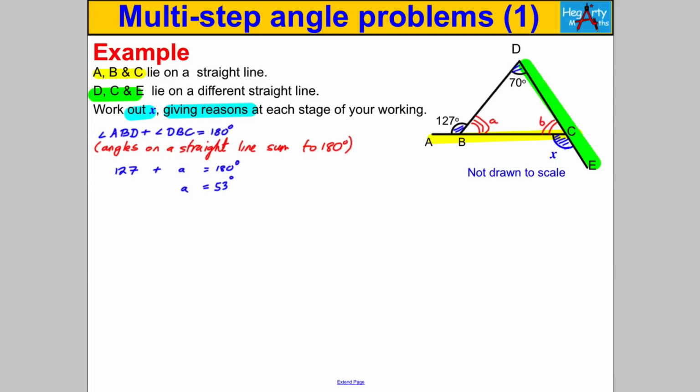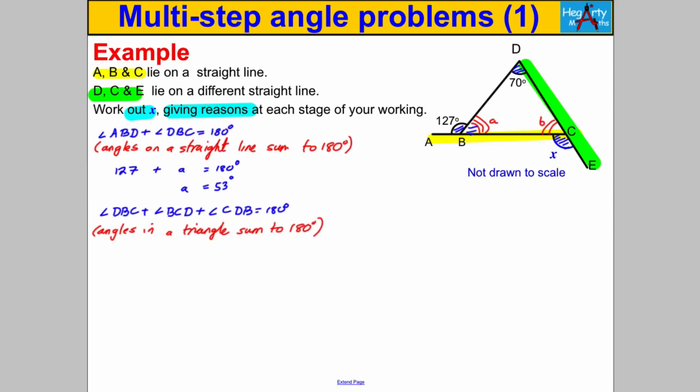Well, this angle, this 70, add this angle now which I know is 53, add this angle which I don't know, must add to 180 because they are in a triangle. So I can state therefore that angle DBC plus angle BCD plus angle CDB must add to 180, and the reason in brackets is angles in a triangle sum to 180.